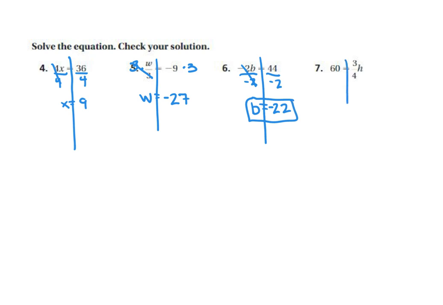And for number 7, we'll multiply by the reciprocal. Three over 3 is 1, 4 over 4 is 1, so that's how we are just getting our h by itself. 60 is 60 over 1. We can cross simplify. 3 goes into 60 20 times. 3 goes into 3 once. 4 times 20 is 80. 80 over 1 is just 80.